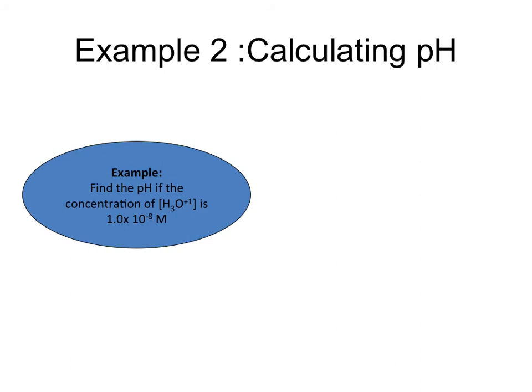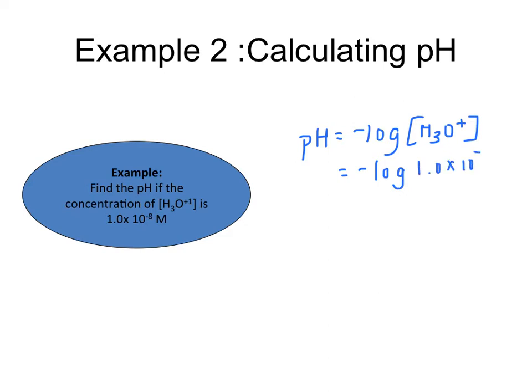Alright, so let's take a look at some examples that you will need to be able to do. The first is finding the pH when given the hydronium ion concentration. Remember the equation from earlier, pH is equal to the negative log of the hydrogen ion or the hydronium ion concentration. In this example, they're giving you that value, so you're just going to plug this in to the equation, and then you're going to use your calculator to solve.